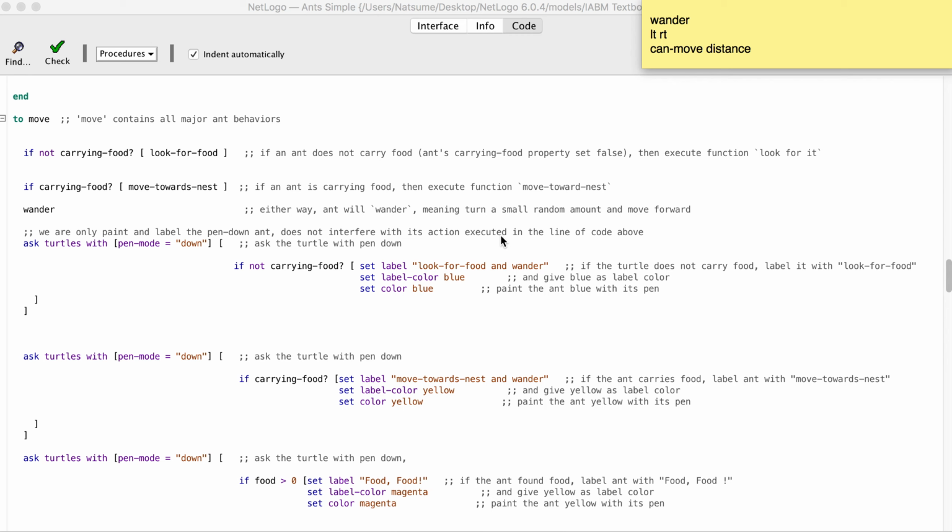In this video, we are going to explore how we can make ants wander. We already know how to make ants look for food and move towards the nest, but the most common action for ants, for a turtle, is to wander around. So how do we define this? Let's have a look.